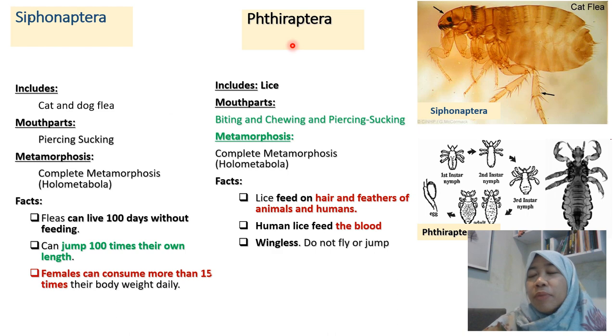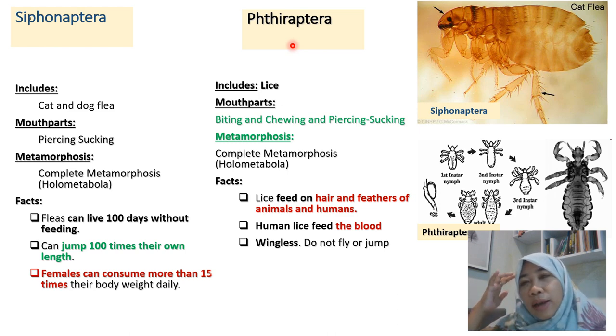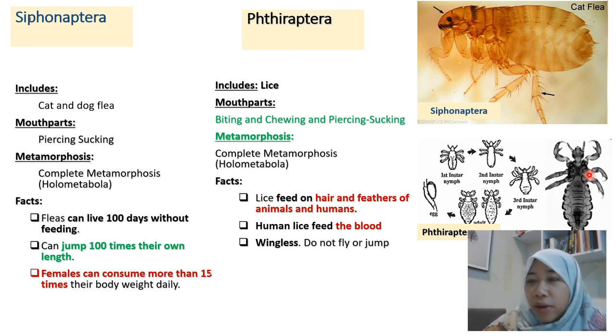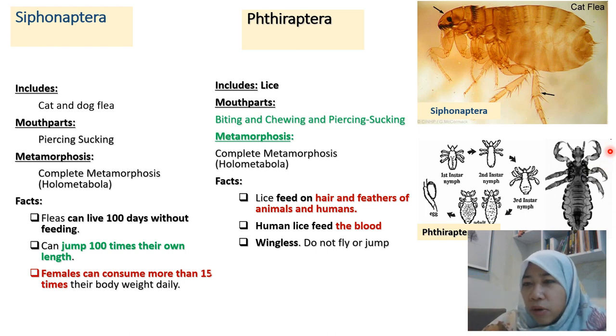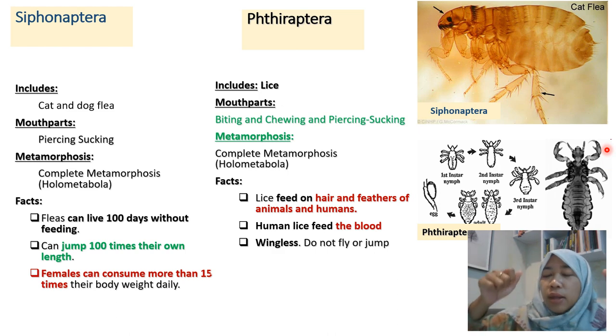Also, Phthiraptera is lice, human lice. Human lice is kutu rambut. Maybe when you were a kid, you had lice in your hair. This is the species. You see the leg of this insect. Why is this insect hard to remove from your hair? Because you see on the legs, they are really strong to handle hanging on the hair.